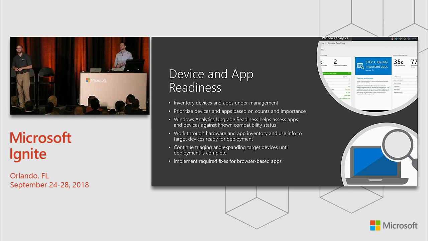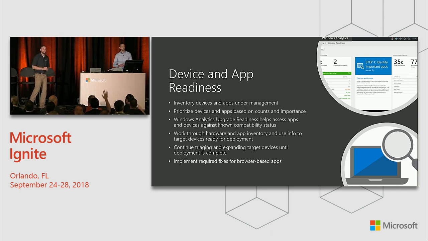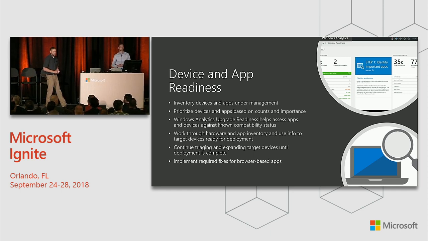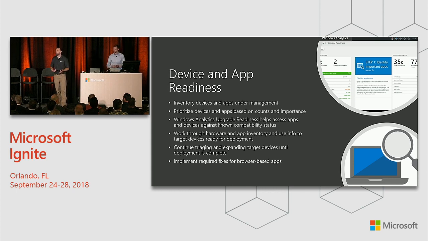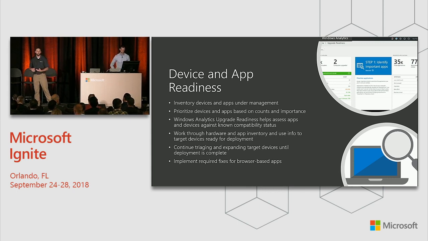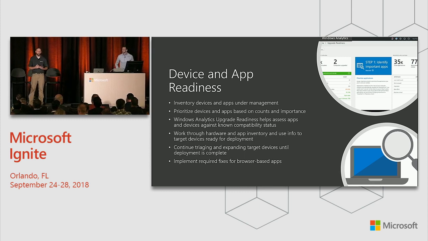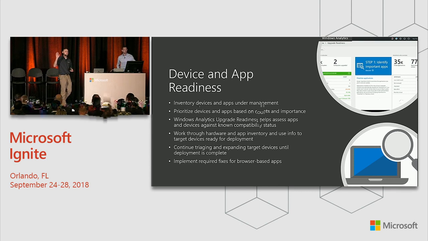The first thing is device and app readiness. How many of you have moved to Windows 10 or Office 365 ProPlus already? Awesome. How many of you have used Windows Analytics? A little bit less. So the first thing really starts with device and app readiness, right? There's no way that you can possibly think about moving to Windows 10 or even upgrading your version of Office before you've done an inventory and assessment of what's out there. And it starts really with what we have in Windows Analytics.